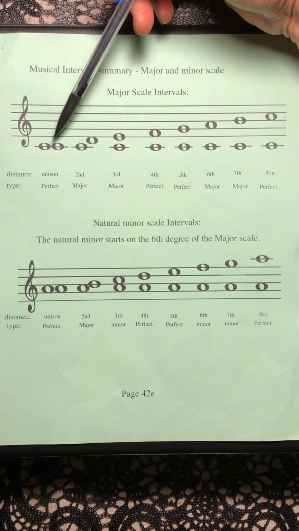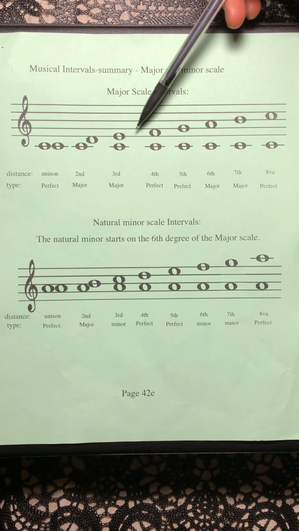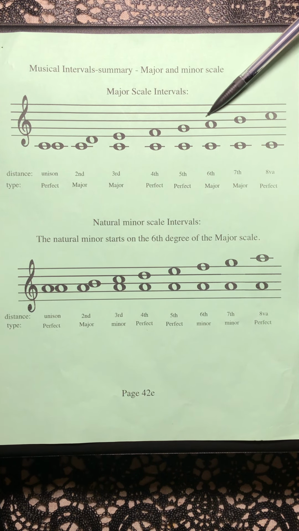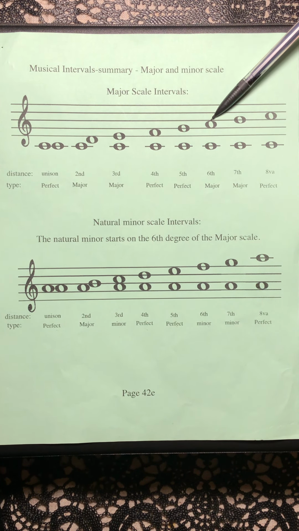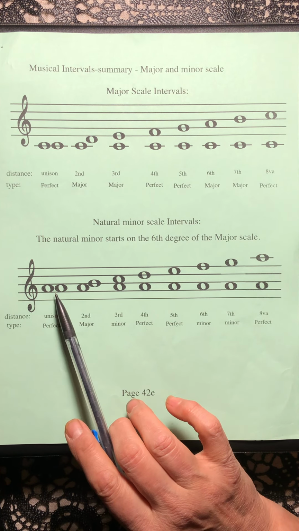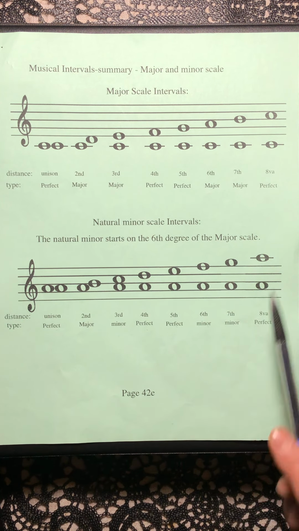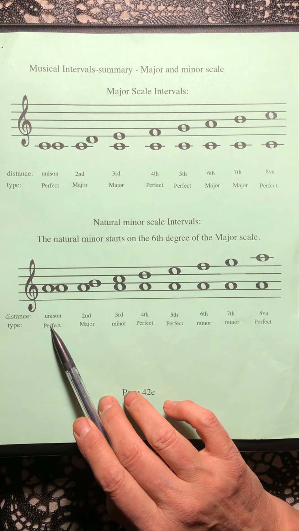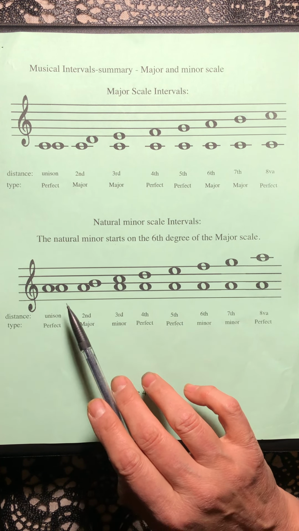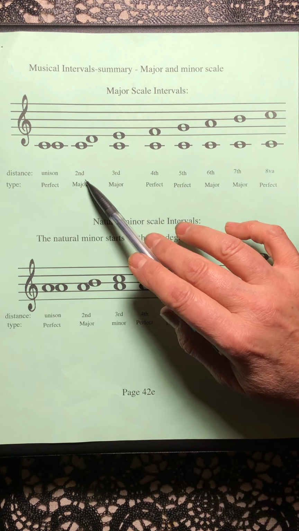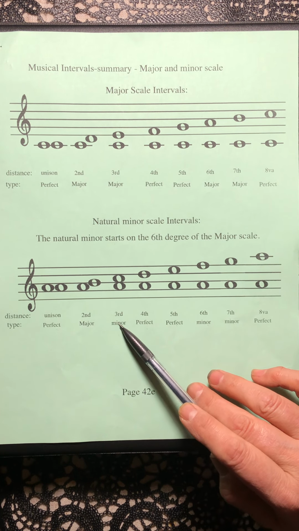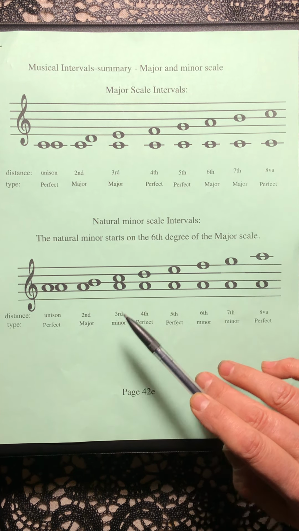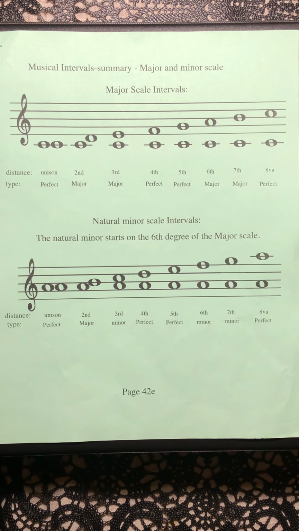So we go to the major scale. 1, 2, 3, 4, 5, 6. A is the 6th, and we build our minor here. A, and continue forward with the intervals. The types are a little bit different. This is a perfect unison, major second, so far the same. This one is minor third in the minor scale, major third in the major scale.